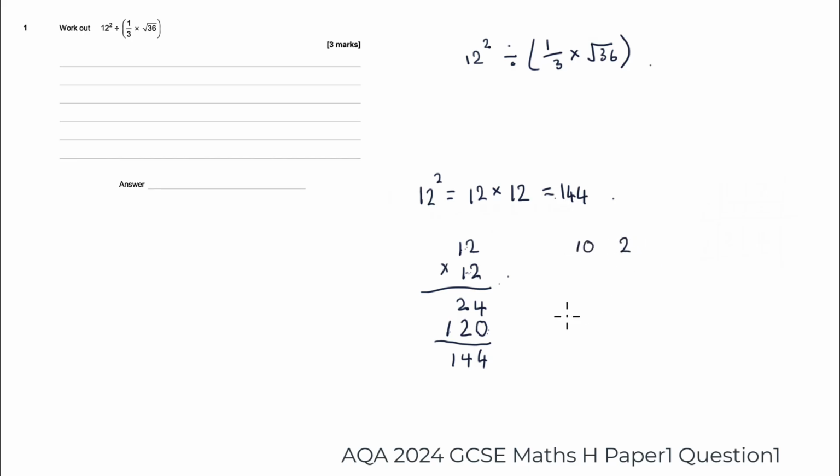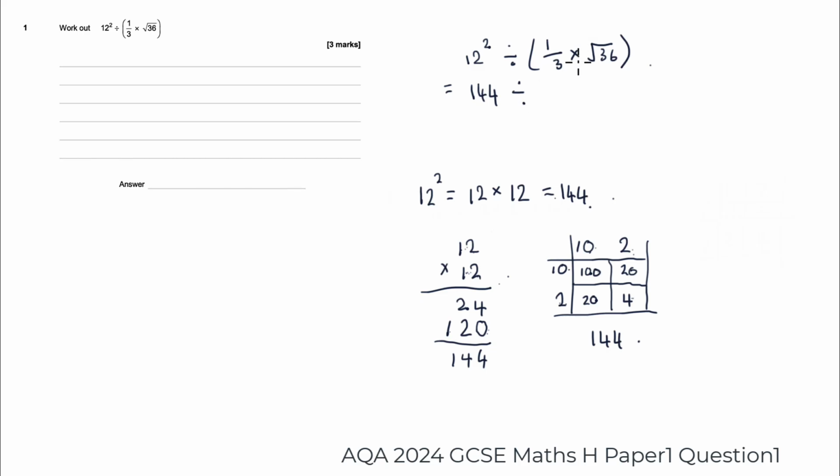Other people do it like this. They say 12 is 10 and a 2. The other 12 is a 10 and a 2. And we'll put it into a table of results so that we've got a place for all the different multiplications. 10 times 10 is 100. 10 times 2 is 20. 2 times 10 is 20. And 2 times 2 is 4. So I've got 100, 20 and 20 is 40, and 4. 144. So again, that's the same result as there. So that's the first calculation.